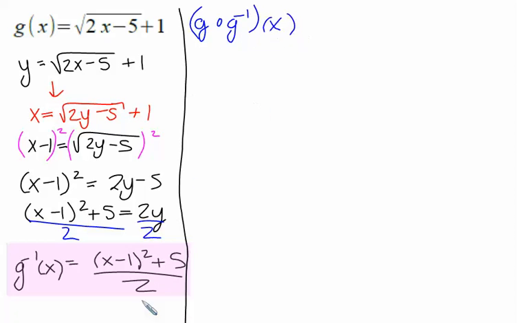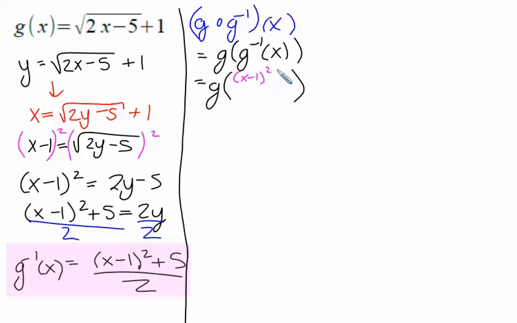One of them is we will analyze g of g inverse of x. First step, rewrite it. Second step, replace g inverse of x with what we claim it is: x minus 1, the quantity squared, plus 5, all over 2. Then, we're plugging that into g. So we go over to the g of x function, and everywhere we see an x, we're going to replace it with what we have in magenta there.